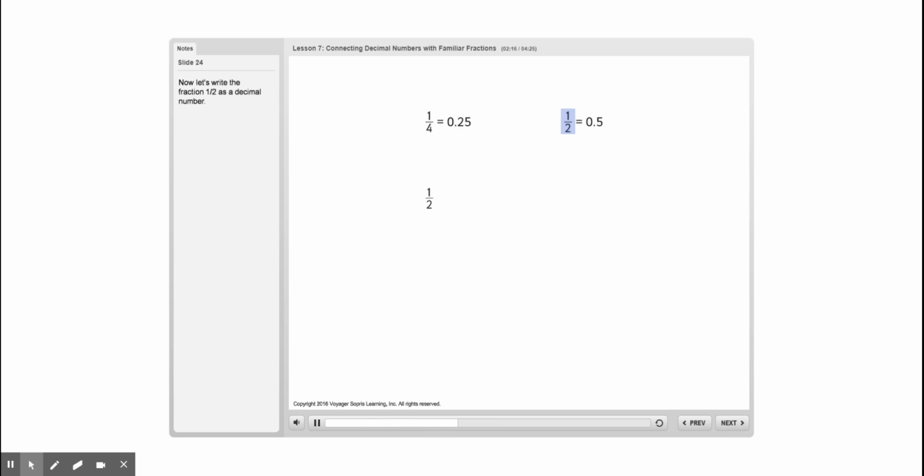Now let's write the fraction 1/2 as a decimal number. We want to multiply by a fraction equal to 1 that will give us a denominator of 10. 5/5ths equals 1 and will give us 10 in the denominator. We multiply across. The product is 5/10ths. Now we can write this fraction as a decimal number, 1/2 is equivalent to 5/10ths.